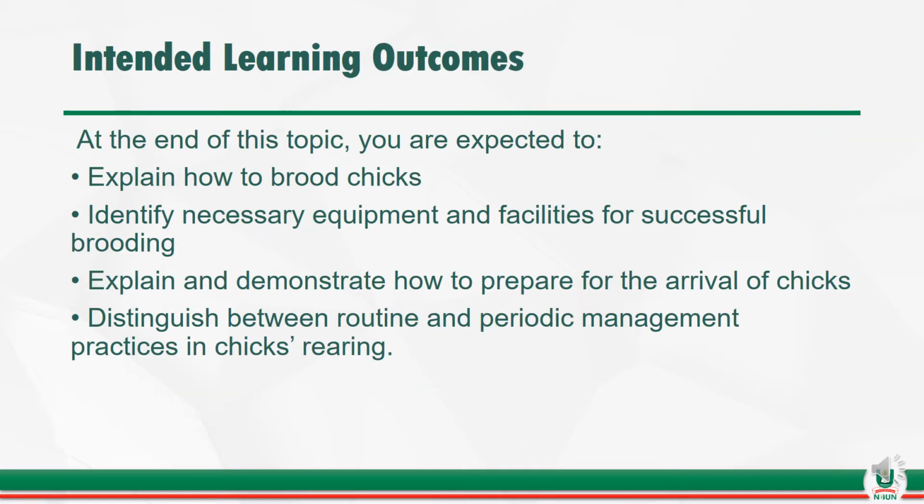We have four intended learning outcomes. Number one, you are to be able to explain how to brood chicks effectively, and you should be able to identify necessary equipment and facilities for successful brooding. Also, you should be able to explain and demonstrate how to prepare for the arrival of chicks, and you need to also be able to distinguish between routine and periodic management practices in chick rearing.